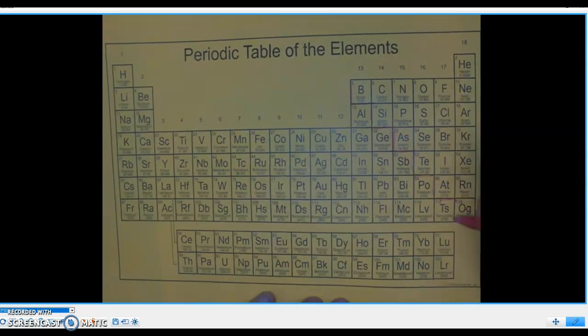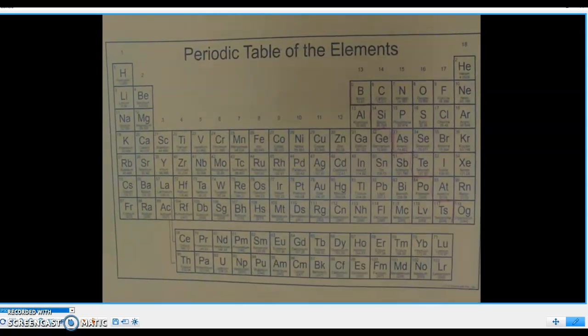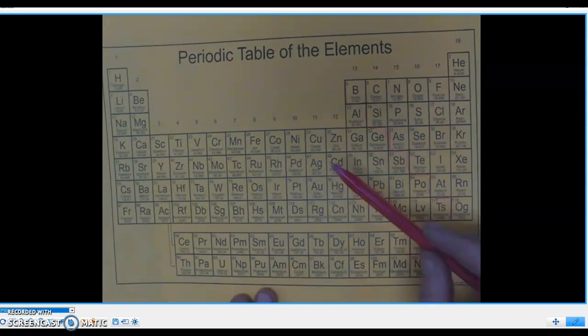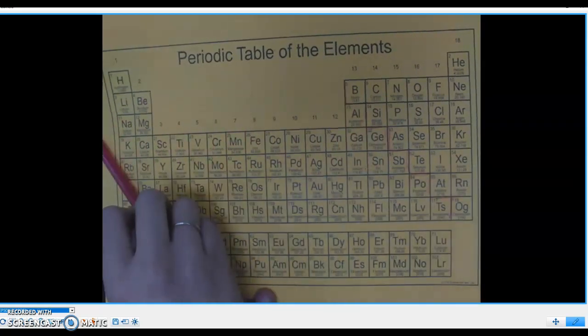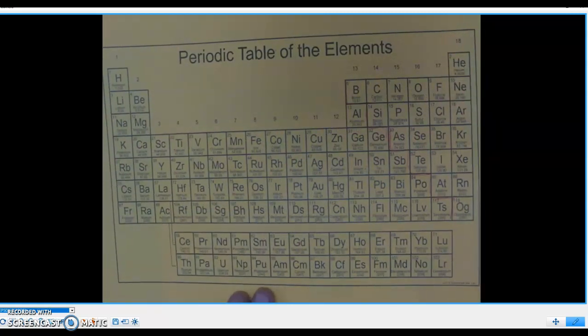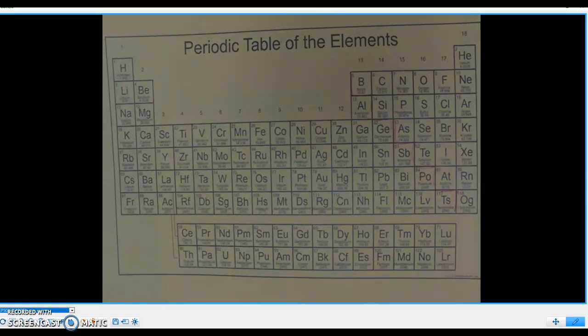So when looking at this, we first have to know that, yes, we have metalloids here, but generally to the left of our staircase are our metals, and to the right are the non-metals. Metals lose electrons and non-metals gain electrons.